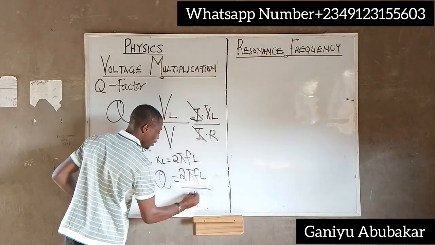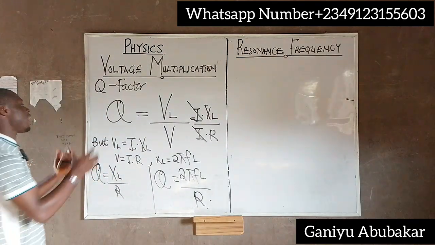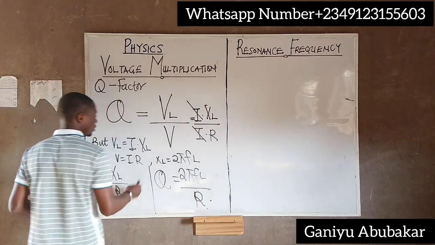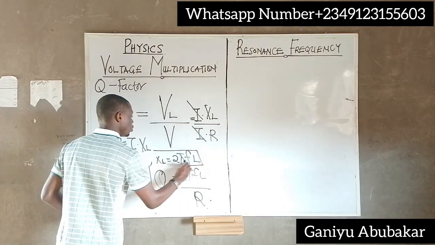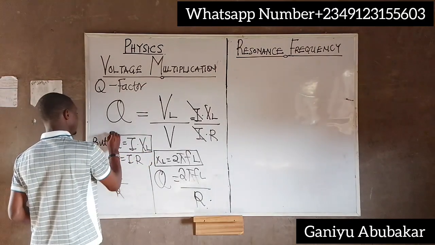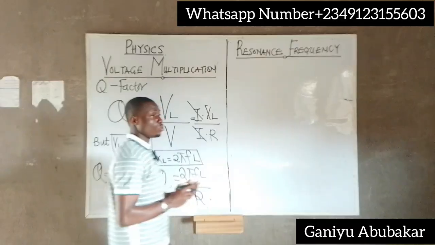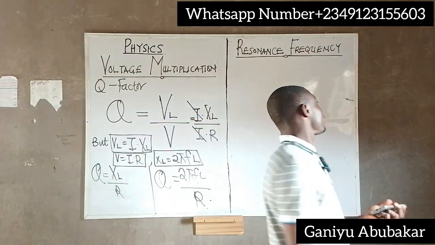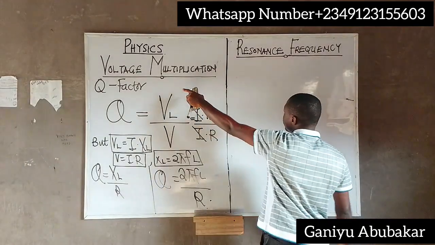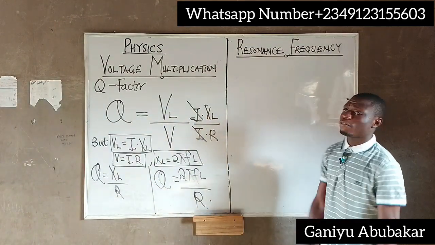I have R here. This is still the same idea. This is the idea behind Q factor. Right? So let's look at, or you call it a voltage multiplier. Let's look at resonance frequency.